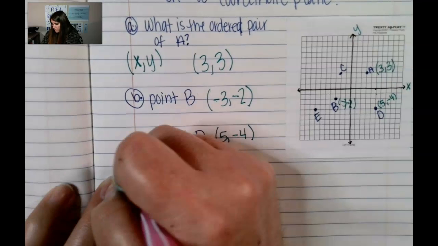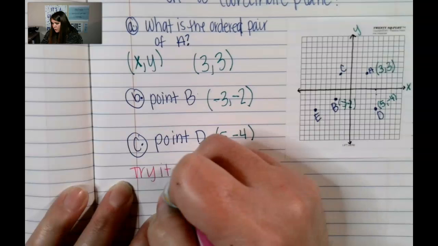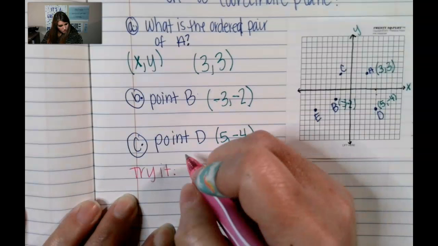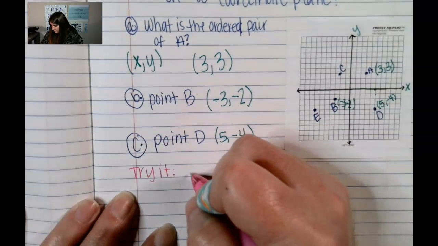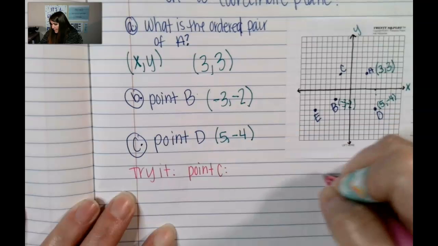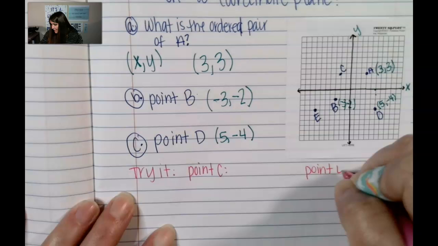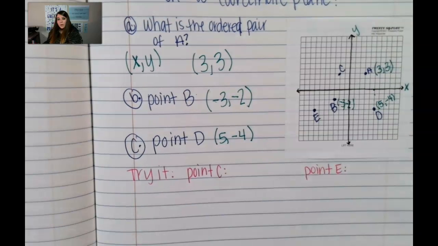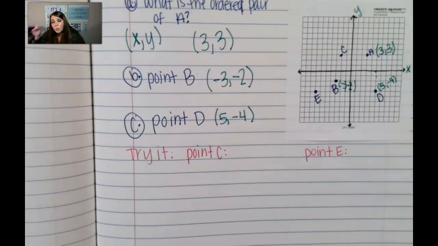All right, it is your turn now for a try it. In your try it today, I want to know what is the ordered pair for point C and the ordered pair for point E. Okay, so go ahead, hit pause right now so you don't hear me finding these points, and then when you're ready, hit play.